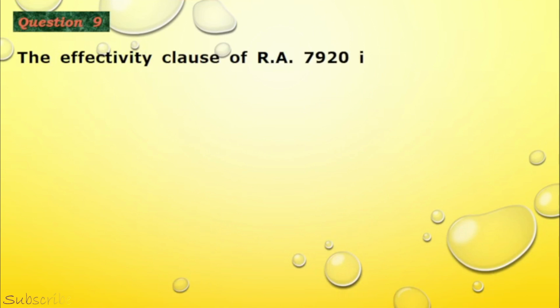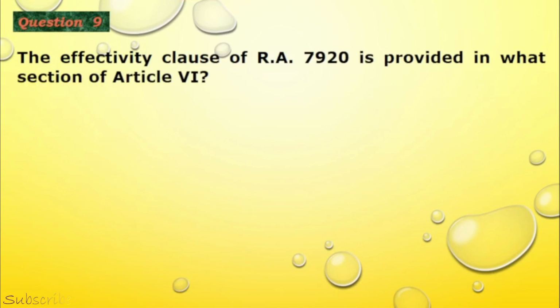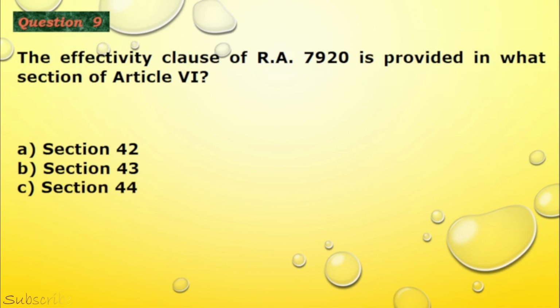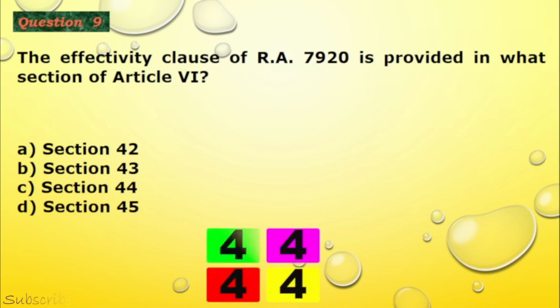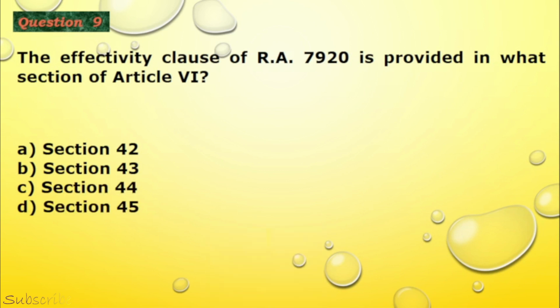Question number 9. The effectivity clause of RA 7920 is provided in what section of Article 6? A. Section 42. B. Section 43. C. Section 44. D. Section 45. The correct answer is letter D, Section 45.